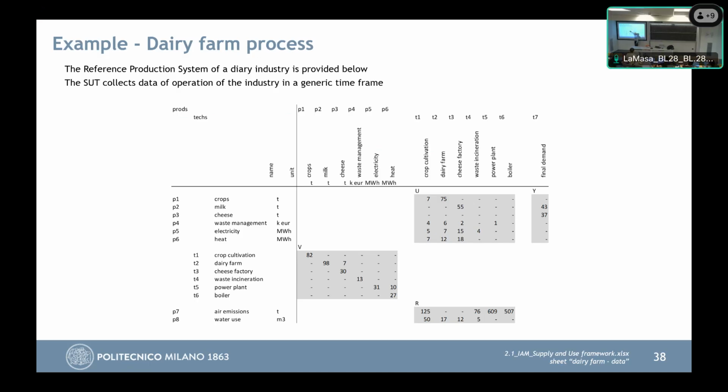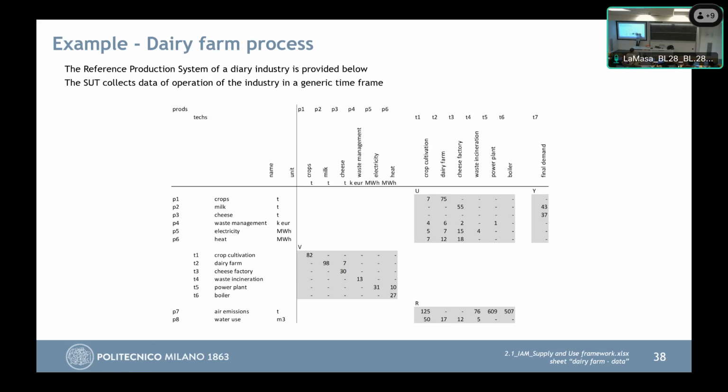Side note on the unit of measure: you see that there are three mass measures, so we have tons, tons, and tons. Then we have euros, thousands of euros. And then we have megawatt hours for electricity and heat.